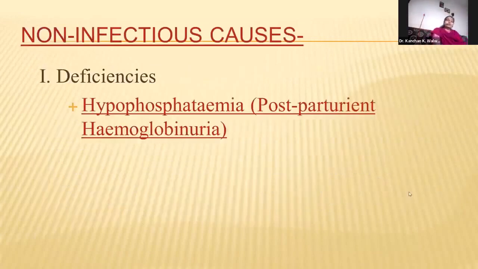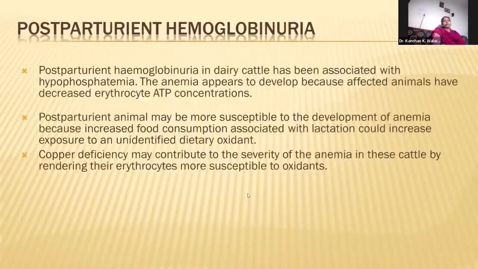Now, move on to non-infectious causes. The most important and the only important cause of deficiency is phosphorus deficiency. It's called hypophosphatemia or post-parturient hemoglobinuria. Post-parturient hemoglobinuria is very common in dairy goats also, and fairly common in sheep. This anemia appears because of decreased ATP production inside the RBCs, and because phosphorus is an important component of the phospholipid membrane of the cells, the RBCs are lysed because of their fragility.